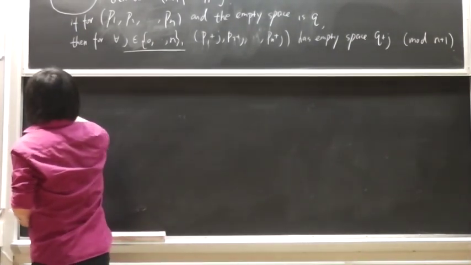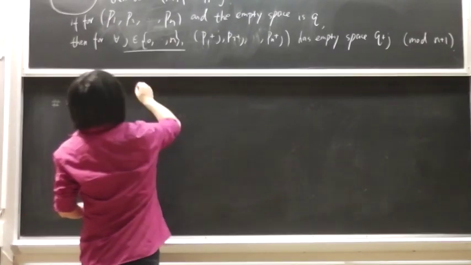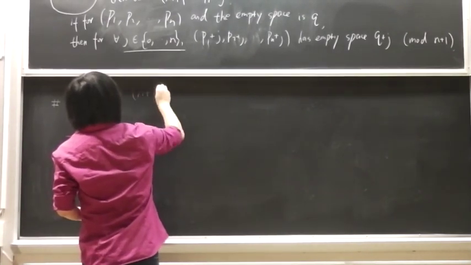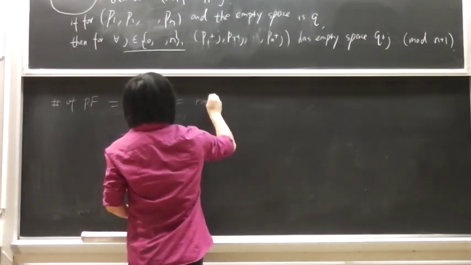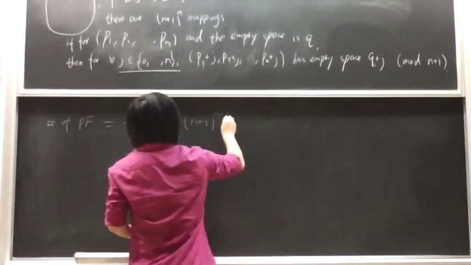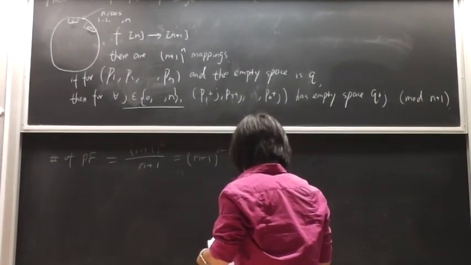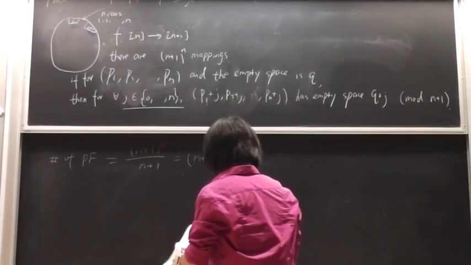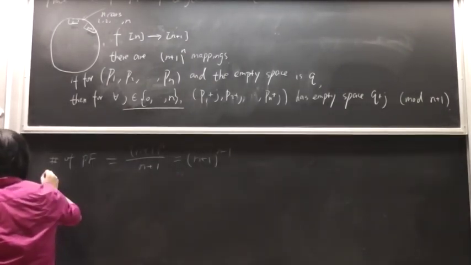So the number of parking functions is just the number of such mappings divided by n plus 1. So it's n plus 1 to the n minus 1. So now we have some generalization for parking functions.